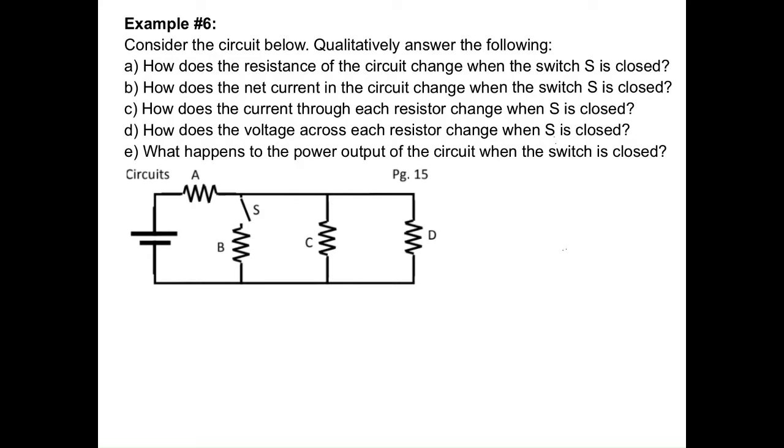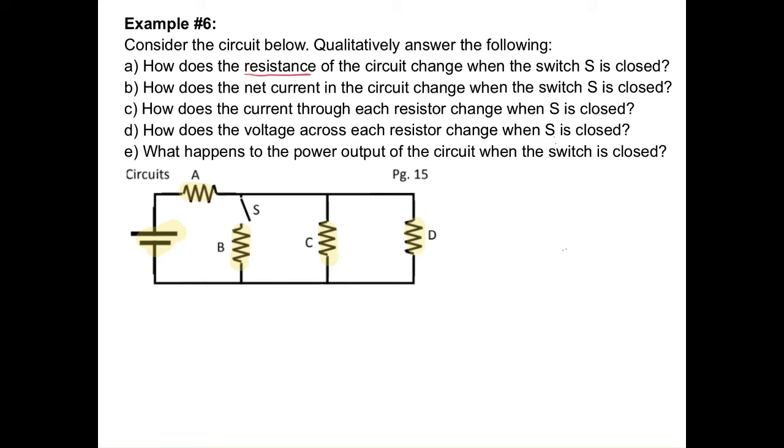All right, so this is a great example dealing with resistance and current and voltage. We're going to go ahead. You've got a battery over here on the left-hand side. We have 4 resistors, A, B, C, and D, and then we have a switch here that's open. Now, the first question is, how does the resistance of the circuit change when switch S is closed? So we're looking at the resistance of the circuit.